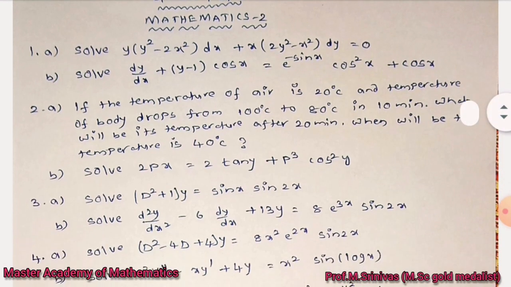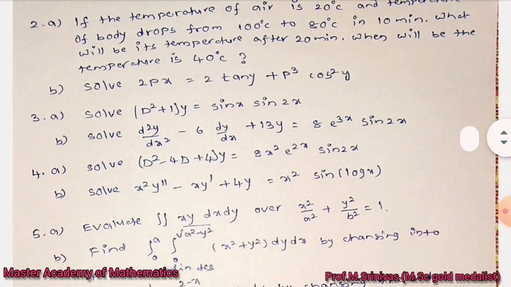Coming to 2b: solve 2px = 2 tan y + p³ cos² y. This is a differential equation of first order but not first degree. It can be solved as solvable for x, the reason being that the degree of the x variable is 1. Based on that, you can apply the procedure of solvable for x and directly find the solution. So the first and second are from unit number 1.